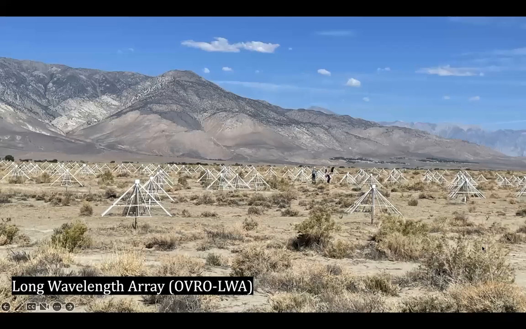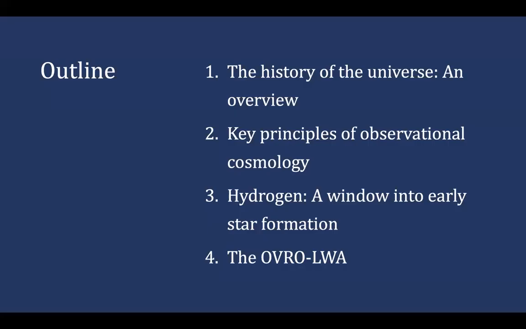So this is just another photo of the array. You can see that there are many of these antennas. There are actually 352 total, spread over a 2.5 kilometer range. And you might be able to pick out some people in this photo here. This gives you a scale of the antennas. They're about 5 feet tall, each of them.